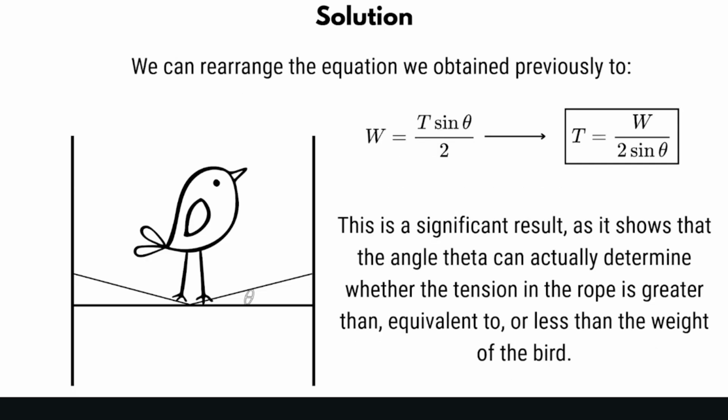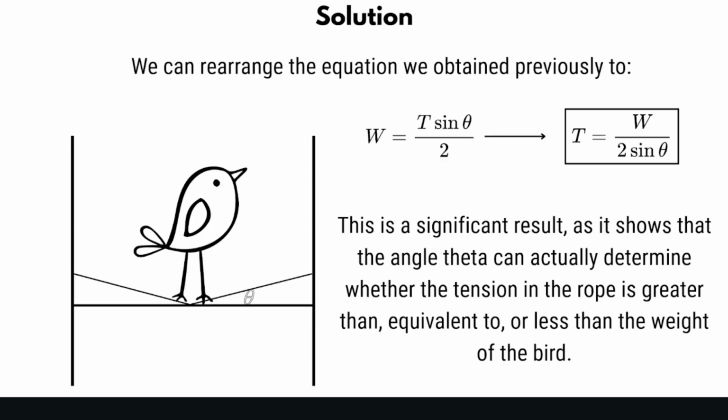All right. So then we can rearrange the equation we obtained previously. We obtained previously W is equal to, oh, that's a mistake. W is equal to 2T sine theta, not T sine theta divided by 2. We can rearrange that to T is equal to W divided by 2 sine theta. And that is our final expression.